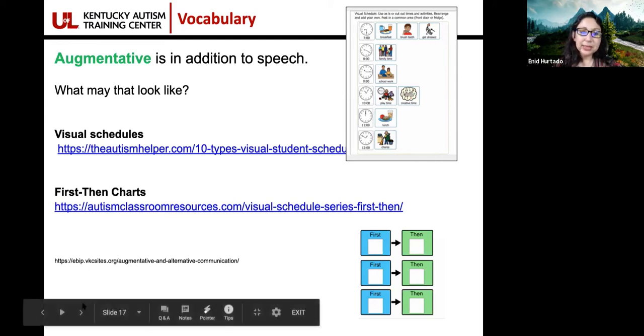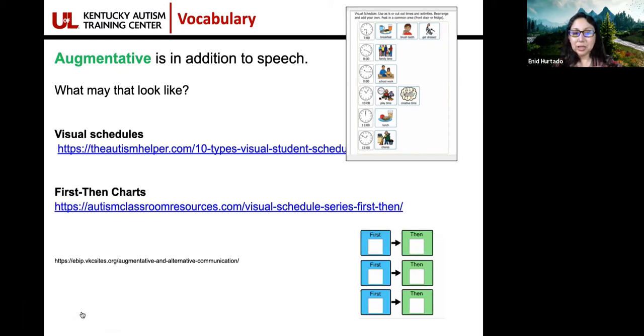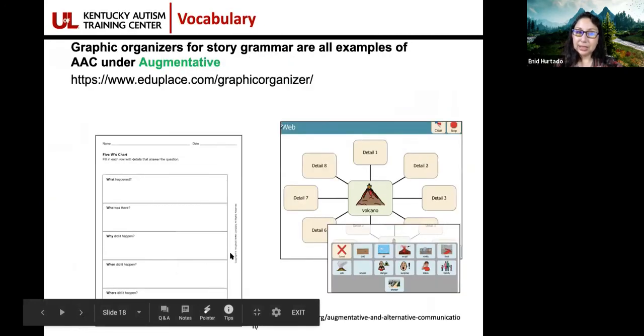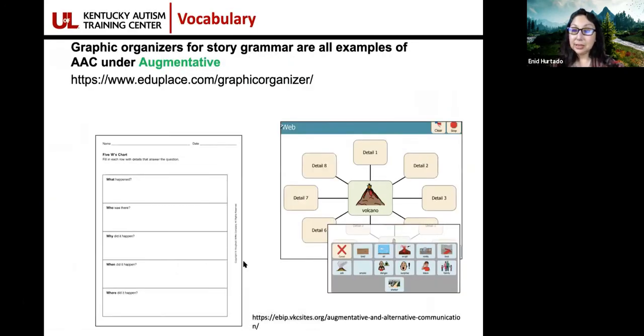And we know that visual schedules work. They help with transition. First-then charts help with cause and effect, also with transition. Graphic organizers, now here we get to the higher level, helping them understand abstract ideas and abstract thoughts, right?